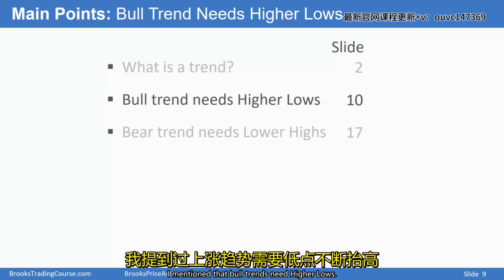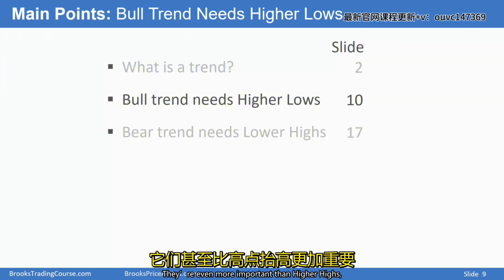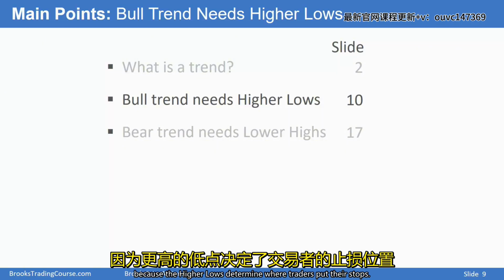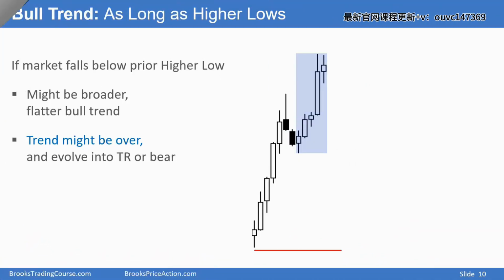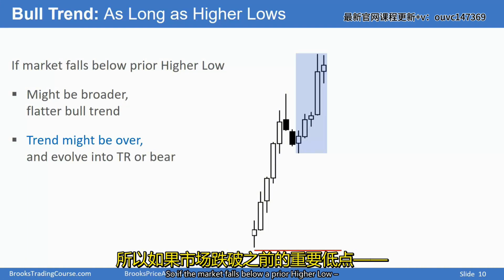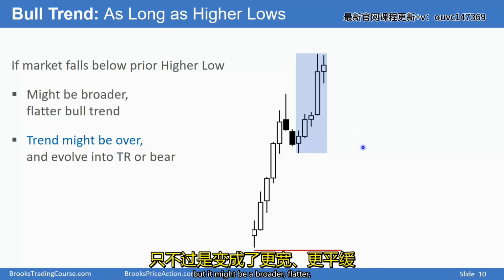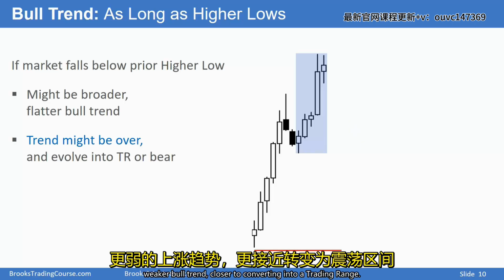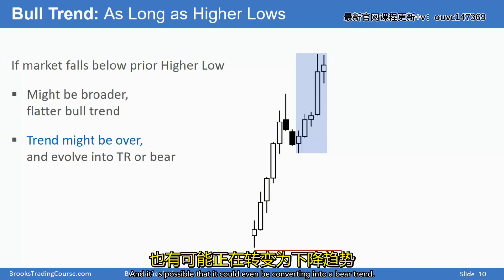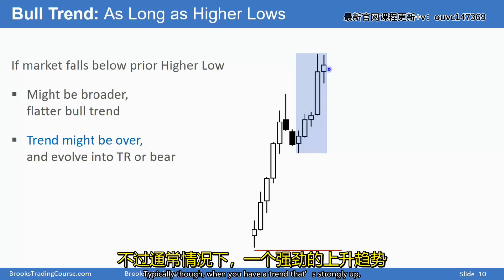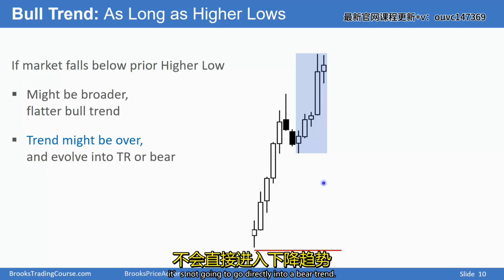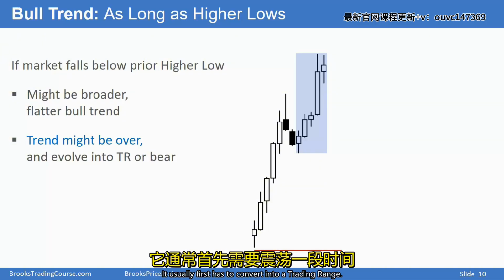I mentioned that bull trends need higher lows. They're even more important than higher highs because the higher lows determine where traders put their stops. So if the market falls below a prior higher low, below here, it can still be a bull trend, but it might be a broader, flatter, weaker bull trend closer to converting into a trading range. And it's possible that it could even be converting into a bear trend. Typically, though, when you have a trend that's strongly up, it's not going to go directly into a bear trend. It usually first has to convert into a trading range.